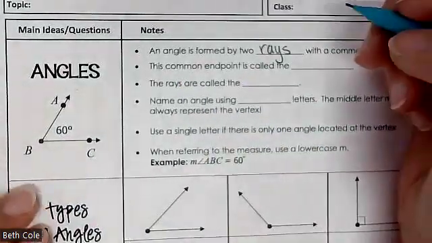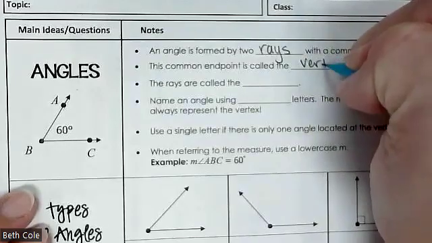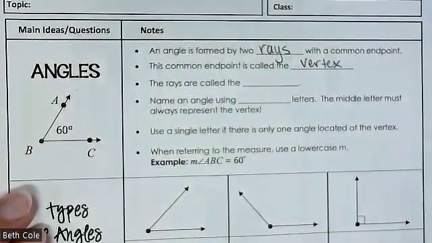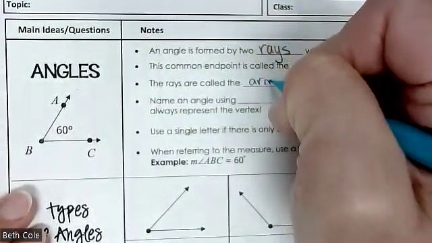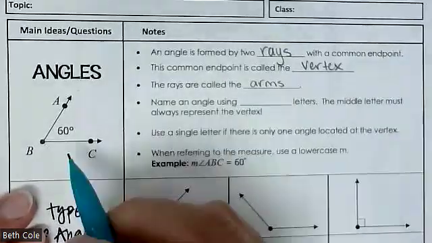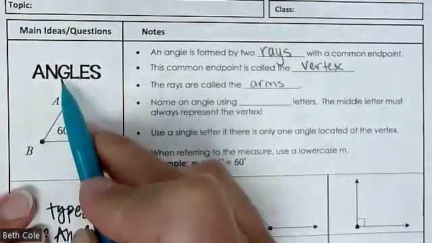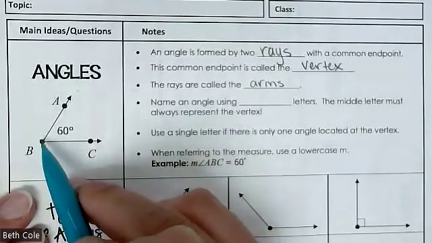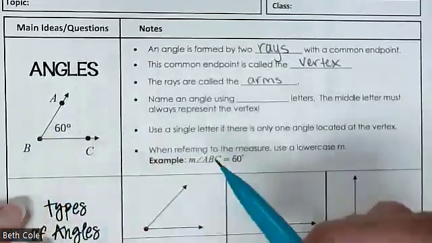So the common endpoint is called the vertex, and the rays are called the arms of the angle. So this is your vertex point, kind of like when we did the parabolas, the U shape, and that center was the vertex, same kind of thing.